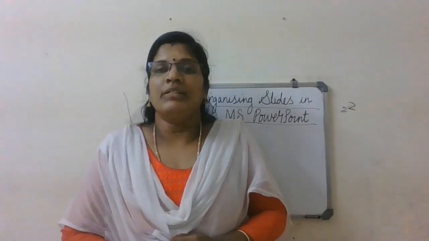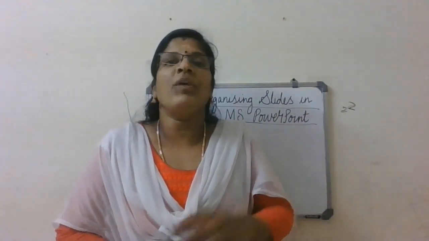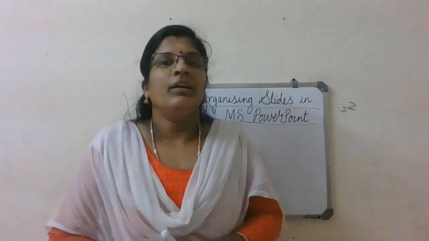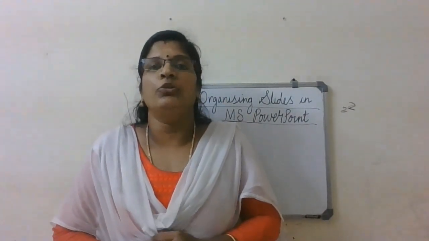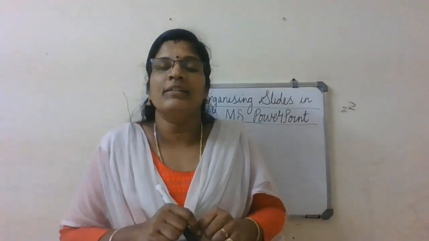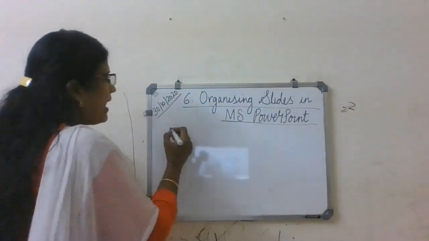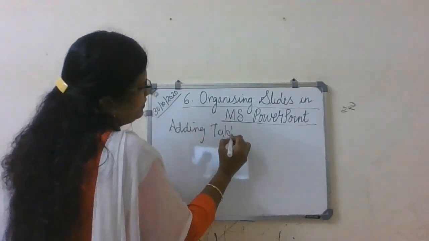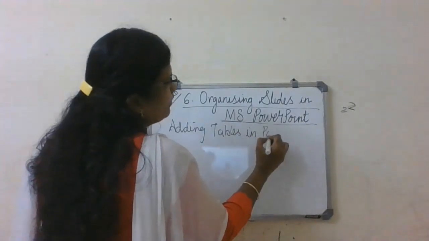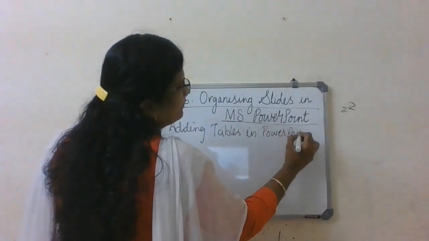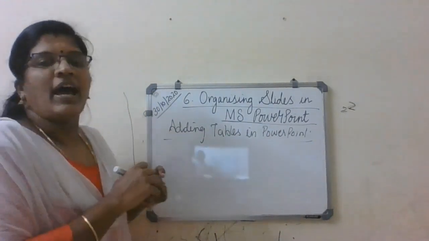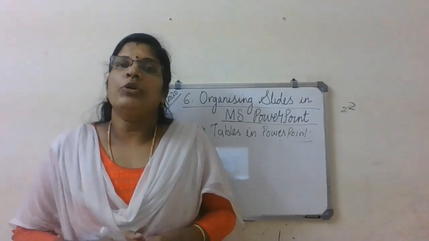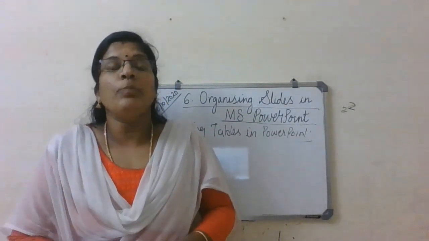Okay, so tables, you have to take tables. Same way how you're going to do it. And how many ways can we add a table? 3 ways, right? The same 3 methods you can do. One is with the help of grids. Okay, so let me write it here. Adding table. Tables in PowerPoint. You can add tables in PowerPoint. So how do you add tables? You have to go to Insert tab, Tables group, and then Table.